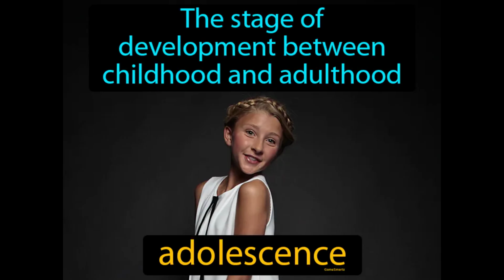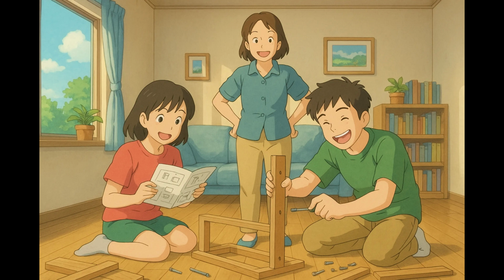The stage of development between childhood and adulthood. Adolescence. Adolescence is a period when the brain and body undergo significant changes, leading to physical growth and emotional maturity. Imagine trying to assemble a complex piece of flat-pack furniture without any instructions.